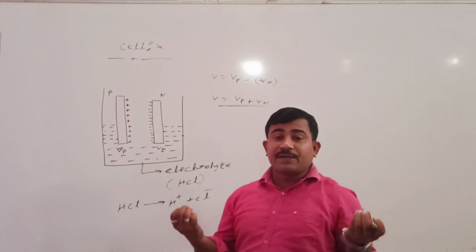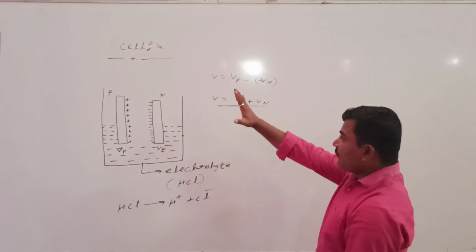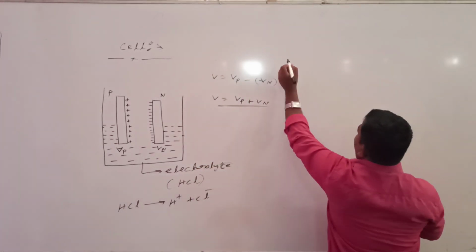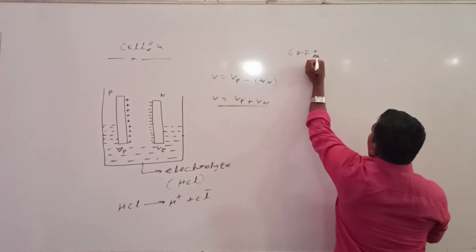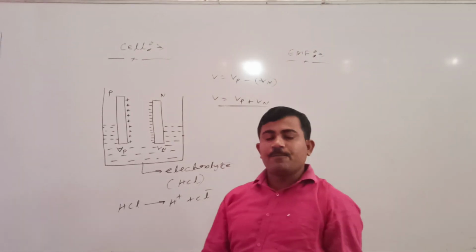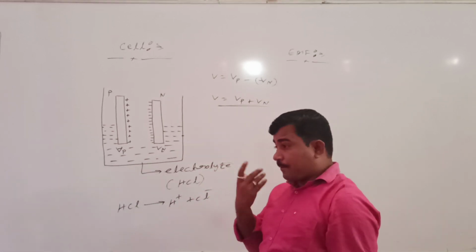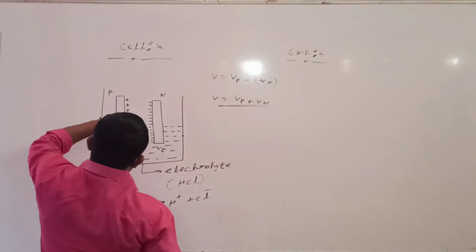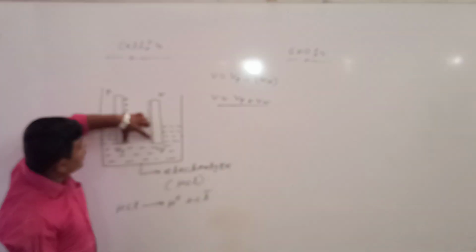When potential difference is developed, we are defining one more physical quantity here. That physical quantity we are calling EMF. This we are calling electromotive force. Here, what is EMF? EMF is the potential difference between the electrodes of the cell when no current is drawn from the cell.